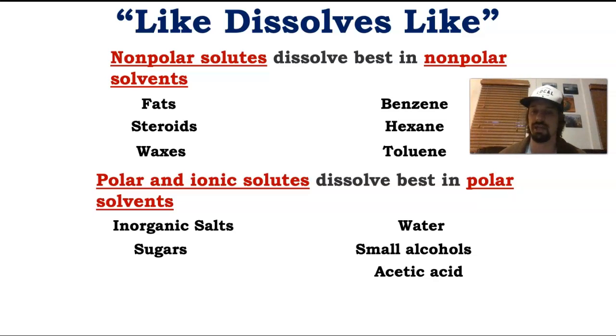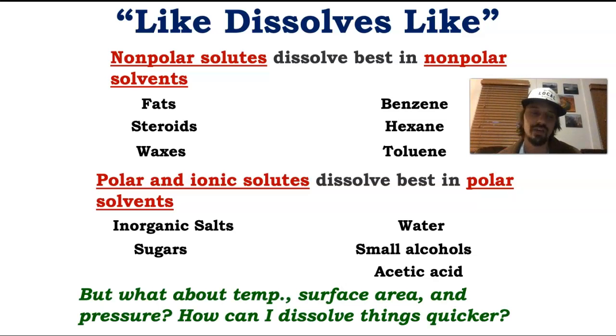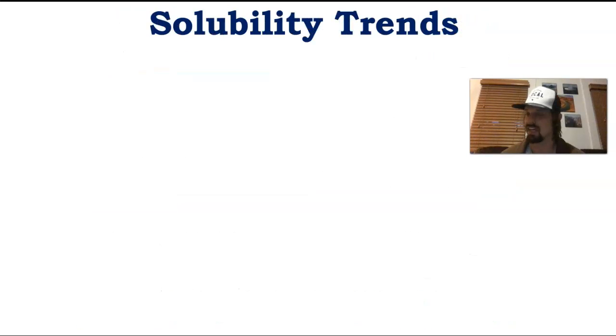Polar and ionic dissolve best in polar. So this is just used to predict if I can make a solution. But how do I affect how that solution is made? How can I speed it up? How does temperature, surface area, and pressure affect the rate of making Kool-Aid?